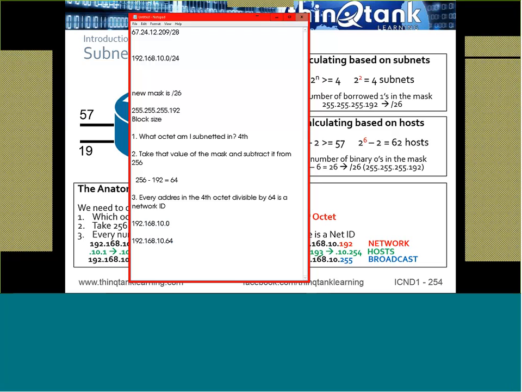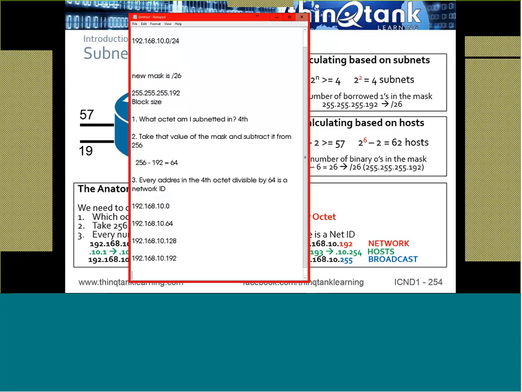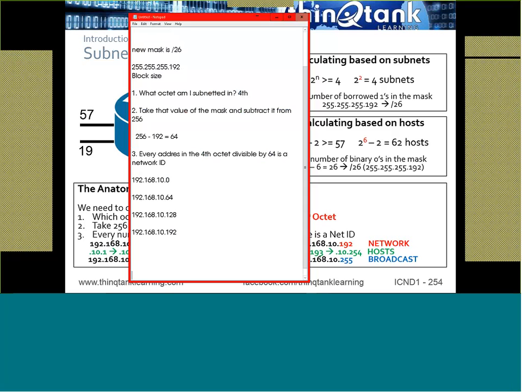What's my next network? 192.168.10.128. What's my next network? 192.168.10.192. Now, if I were to add 64 again, I would get 192.168.10.256. Well, we know that's not possible. Can't go to 256. So by knowing the block size, I was able to calculate each of my network IDs.